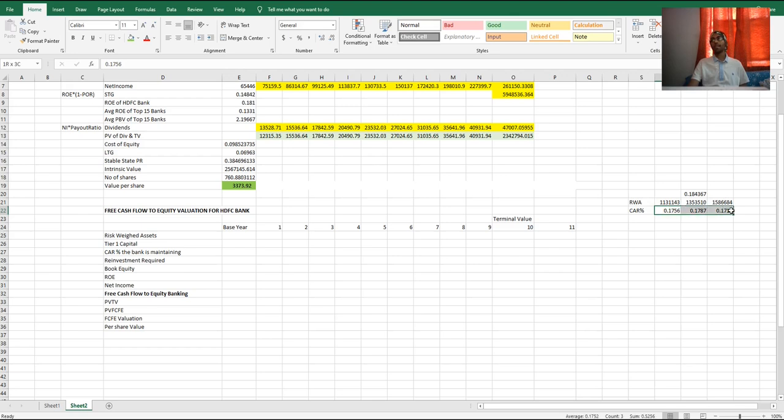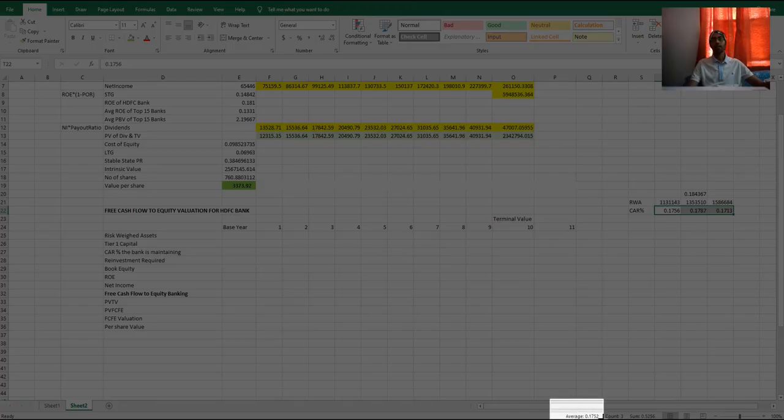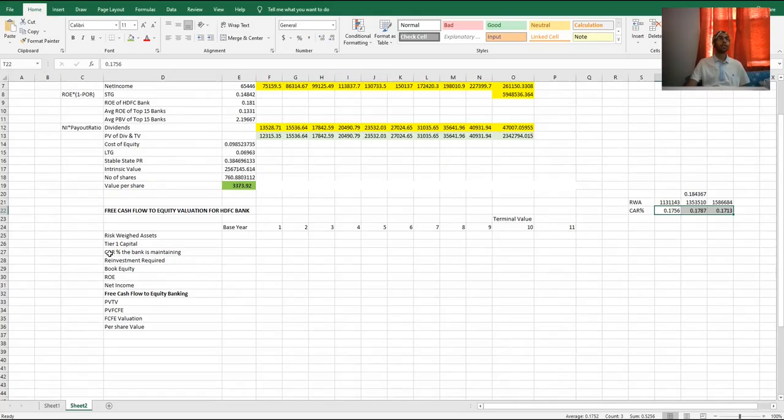The average of these capital adequacy ratio numbers comes to be 17.52%. You can see here, friends, 17.52%. So let us put here the number as 17.52%, 0.1752.